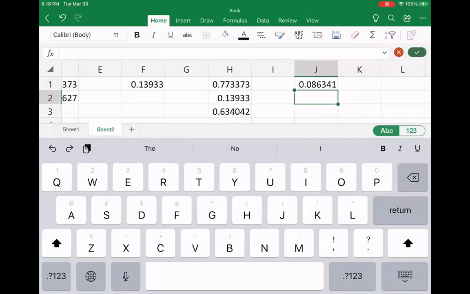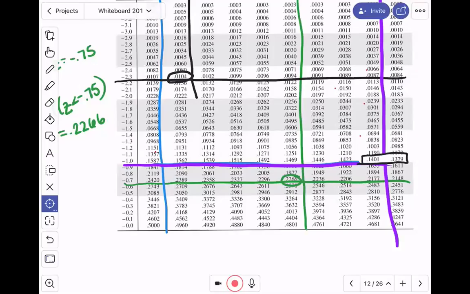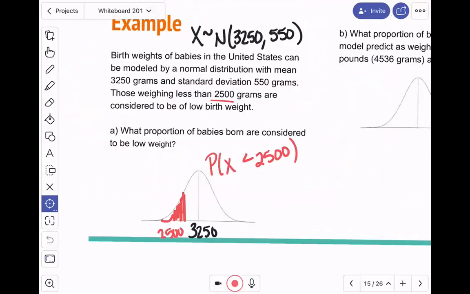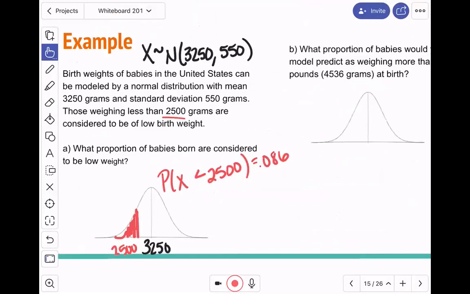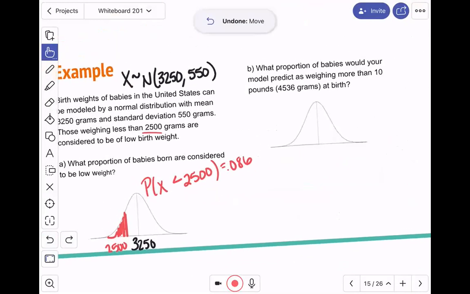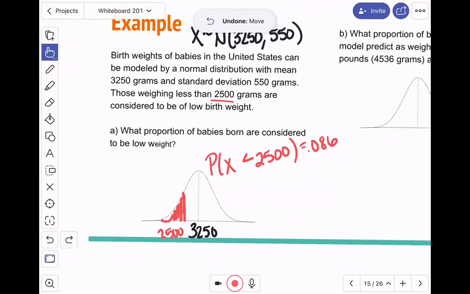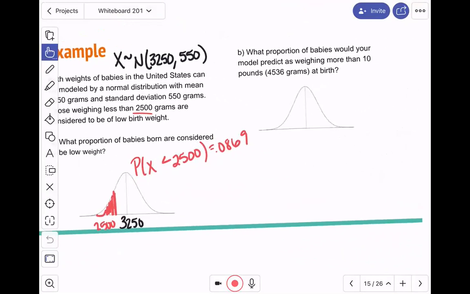You got that? So this first one, left tail calculations are very simple because the chart gives us all. Everybody understand that? These are always going to be your easier ones to calculate. That was 0.086 something. What proportion? What was it, 0.0869 or 0.089? 0.0869. Thank you. With the chart it was 9.